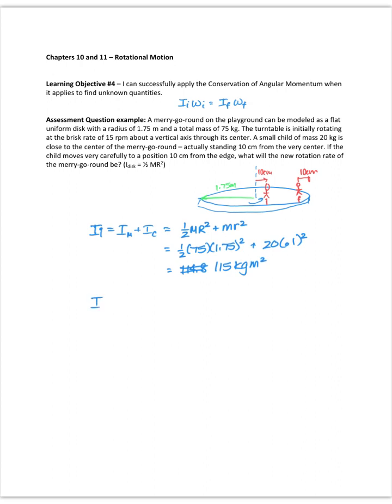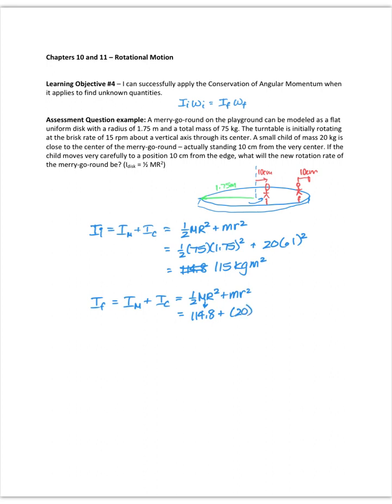Now, in the final situation, we still want to do the merry-go-round and the child, but the values are going to change because the child has moved to a new location. The moment of inertia of the merry-go-round does not change. So if you had done that calculation, that was 114.8 for the merry-go-round. Now the child has a new location.